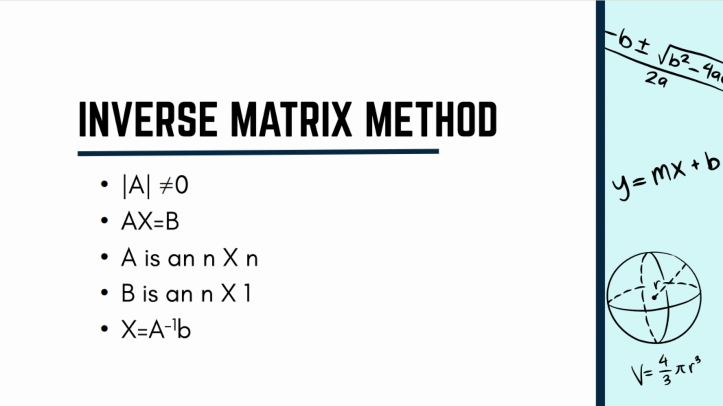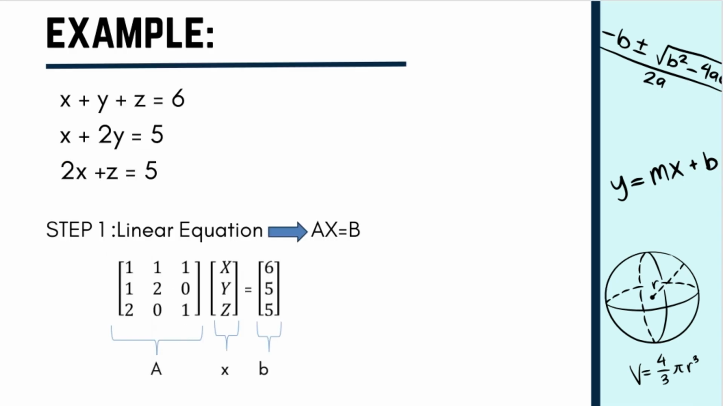Okay, to understand this method, let me show you an example. Now we have the system of linear equations: x plus y plus z equal to 6, x plus 2y equal to 5, 2x plus z equal to 5. Step 1, we must turn it into the form Ax equal to B. So A will consist of 1, 1, 1, 1, 2, 0, 2, 0, 1, and x will be x, y, z, equal to B: 6, 5, and 5.